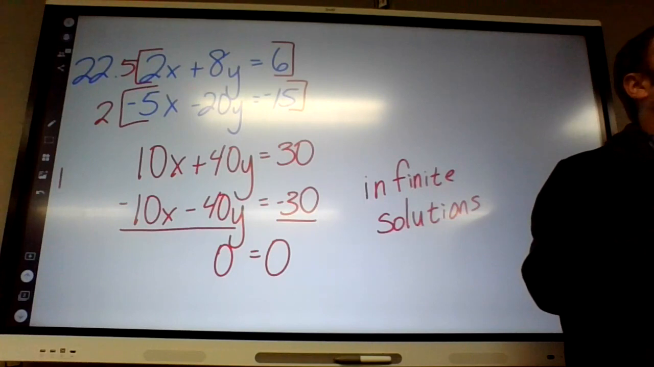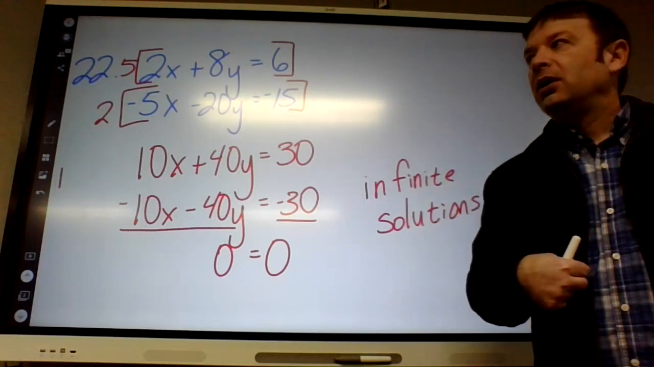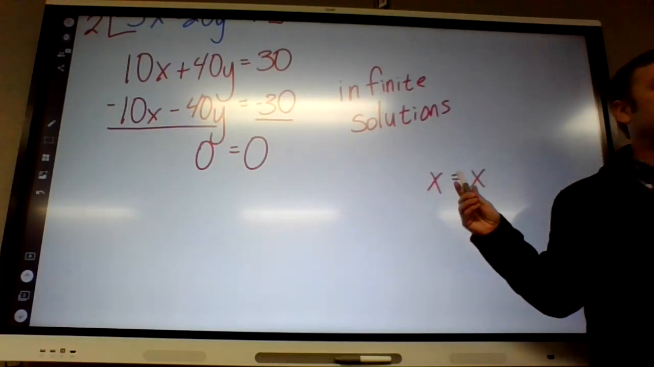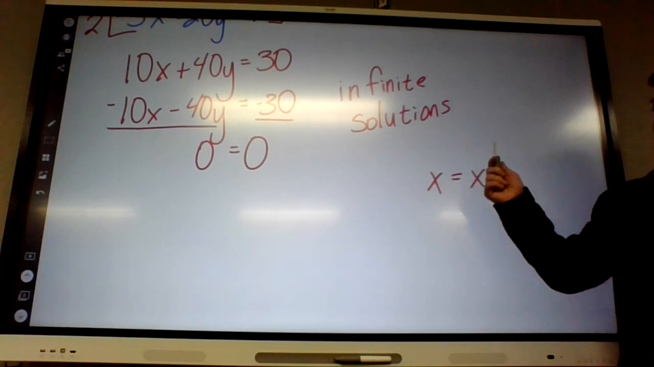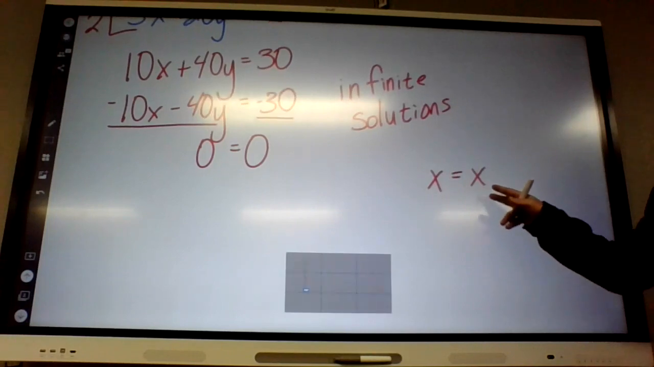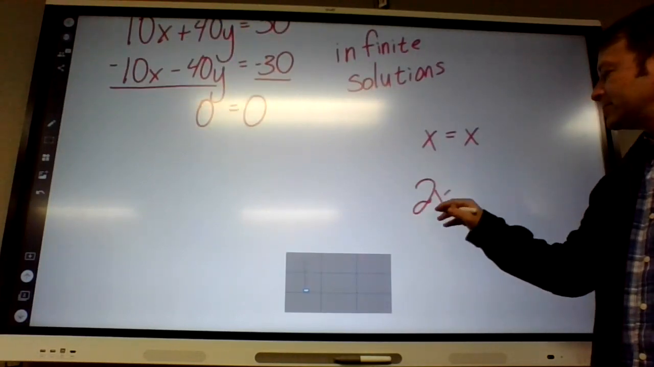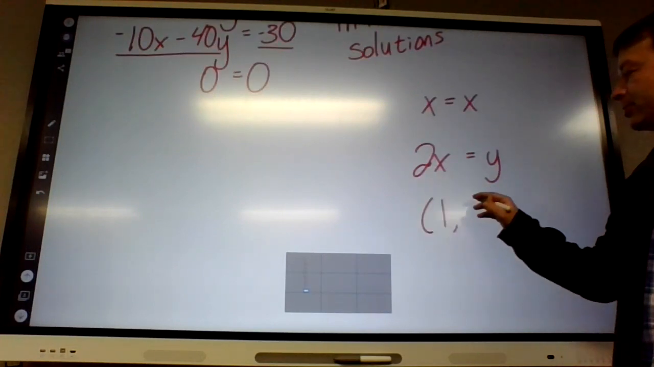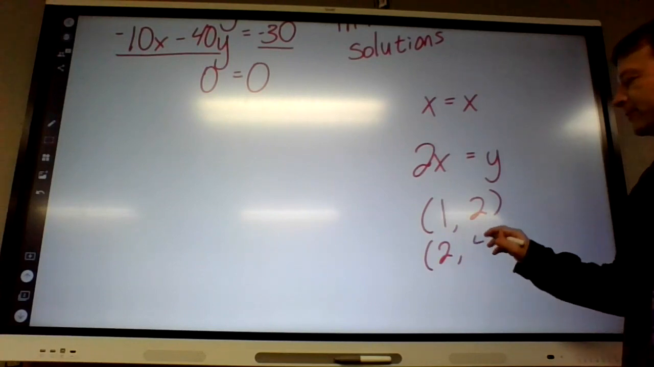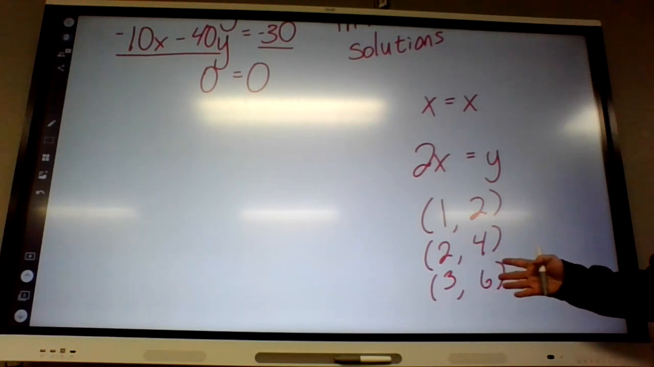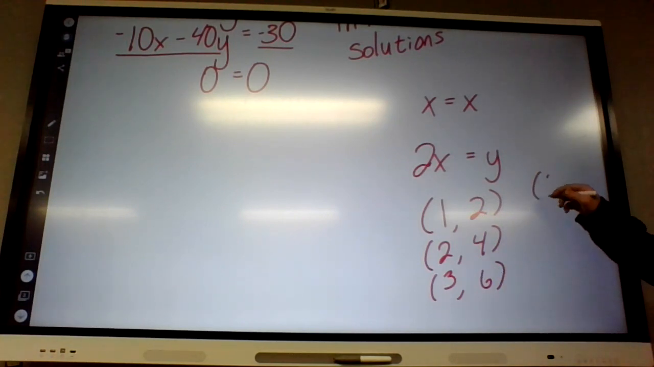What is the difference between all real numbers and infinite solutions? If you have this equation, it's all real numbers because everything's going to work. There's one variable. But if you have this equation, if x were 1, y would be 2. If x were 2, y would be 4. If x were 3, y would be 6. So there are an infinite number of solutions, but not everything works. So for example, if I put in 0, 5, that's not a solution.